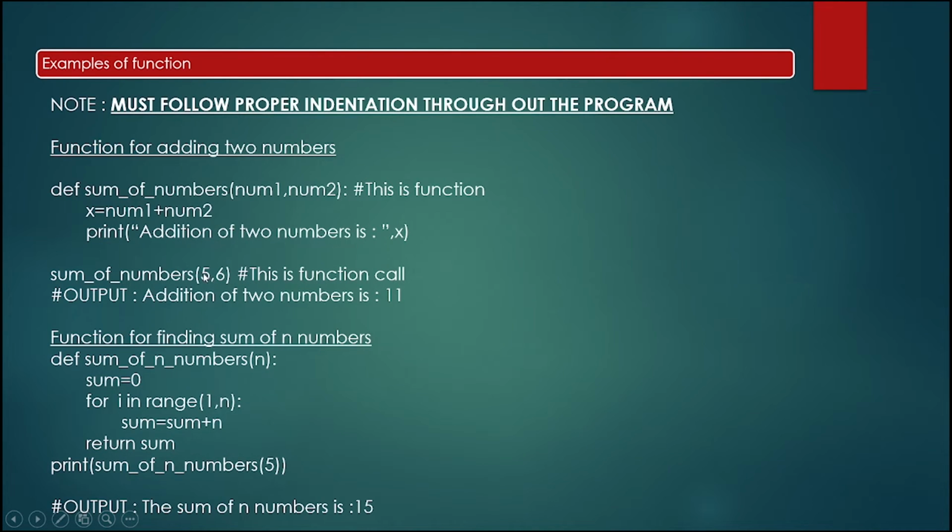So what will happen? 5 comma 6 will be sent into the function here. num1 will have the value 5, num2 will have the value 6, right? So now what will x equal to num1 plus num2 be? What are num1 and num2? 5 and 6. x equal to 5 plus 6. And next, what will be x here? 11. Next we are printing it. Print addition of two numbers is x. What is x? 11, right?